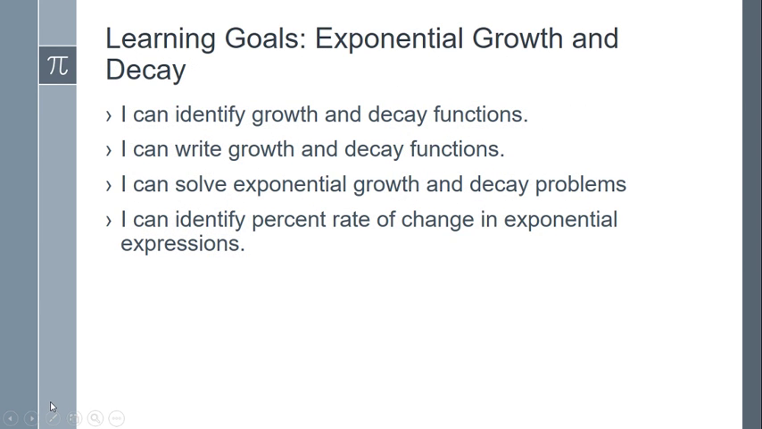Alright, so what are the learning goals today? Today we're going to identify growth and decay functions. We're going to be able to write growth and decay functions. We're going to be able to solve exponential growth and decay problems. And then finally identify the percent rate of change in an exponential expression.